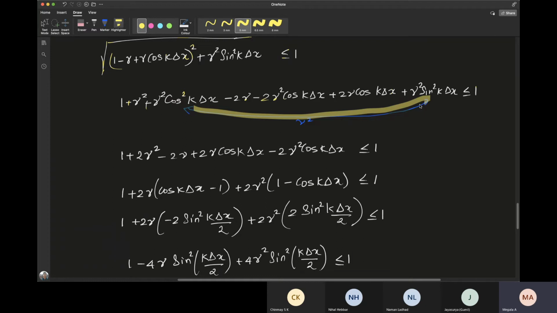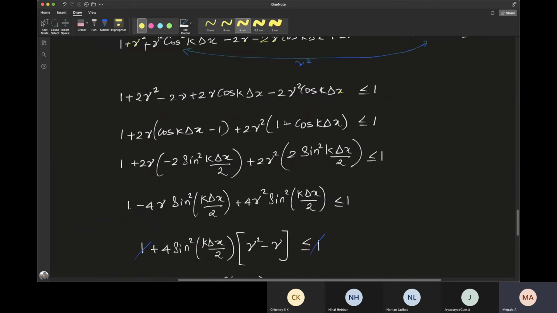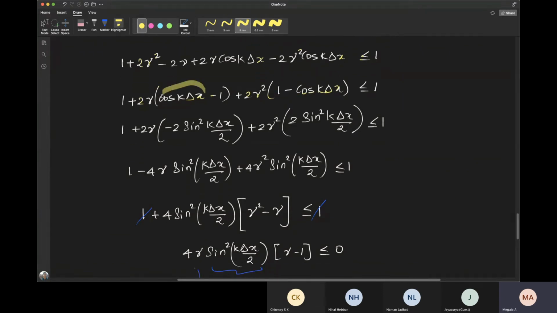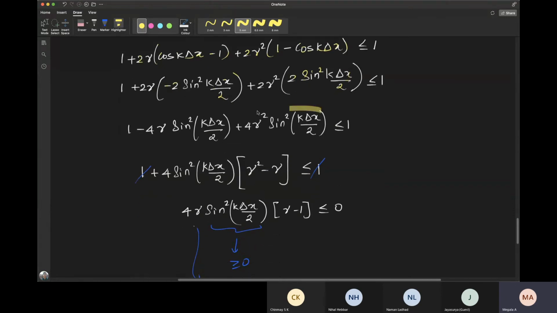These two combined together will give us just nu squared. We have one more nu squared here, that has become 2 nu squared, and I've rewritten everything. Now just combining these two terms and these two terms, I have two separate terms, and now cos k delta x minus 1 can be rewritten as minus 2 sine squared k delta x by 2. Similarly, this as this one. So now we have got something like this.